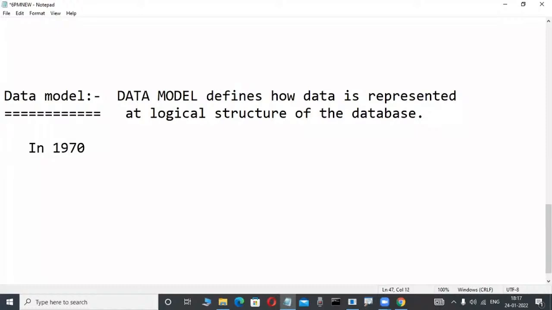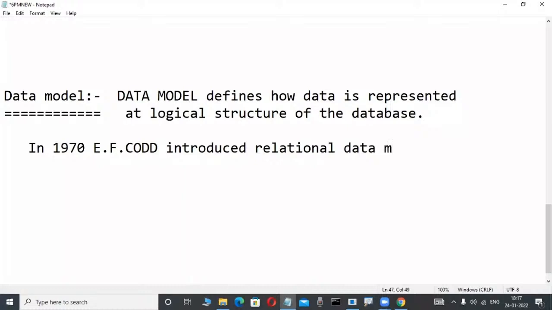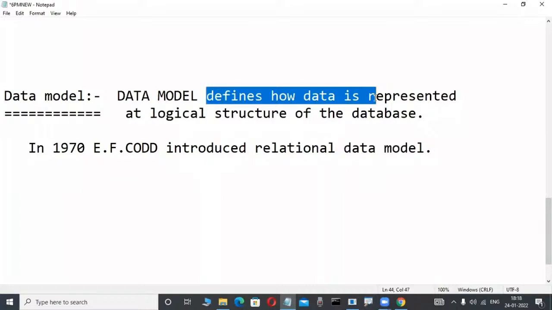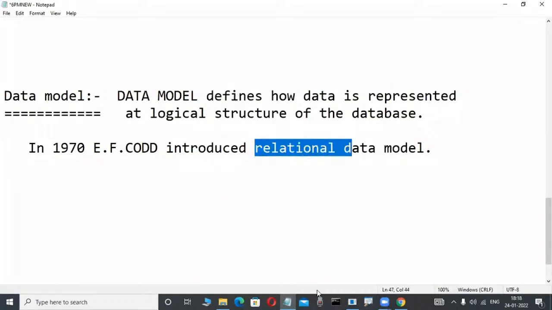In 1970, E. F. Codd, don't write anything, just observe, some new terminology. E. F. Codd, a mathematician working at IBM in those days, introduced the relational data model. In 1970, E. F. Codd introduced the relational data model. Relational data model means what? What is the logic in a logical structure? How is data represented?